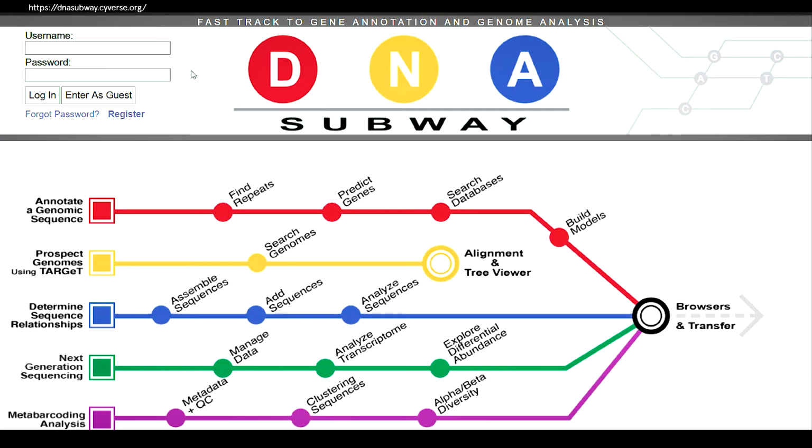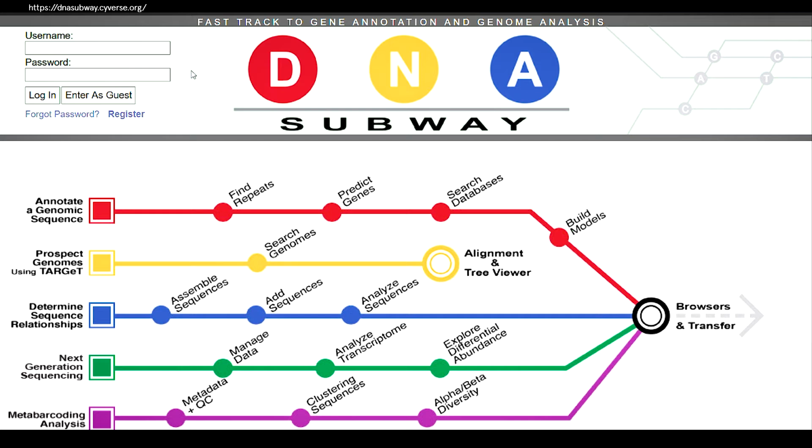DNA Subway ties together bioinformatics tools and databases to assemble gene models, investigate genomes, work with phylogenetic trees, and analyze DNA barcodes. I'll work through an example to show you how to identify a species using a DNA barcode. This will help you to do the online activity.